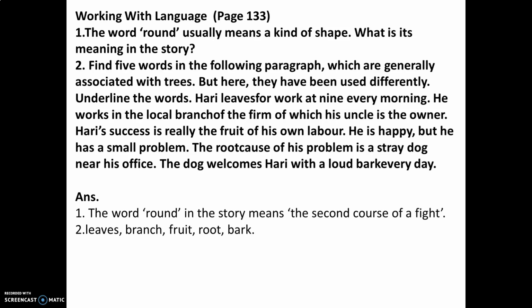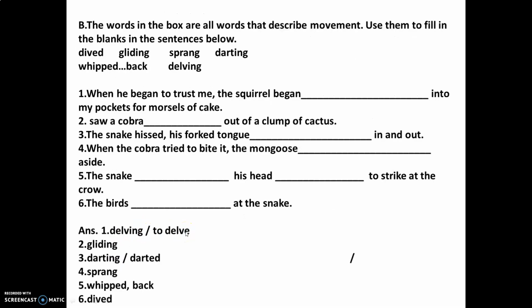Now, working with language, page number 133. The word round usually means a kind of shape. What is its meaning in the story? The word round in the story means the second course of a fight. Find 5 words in the following paragraph which are generally associated with trees. So read the paragraph and underline the words. The answers possibly are leaves, branch, fruit, root and bark.